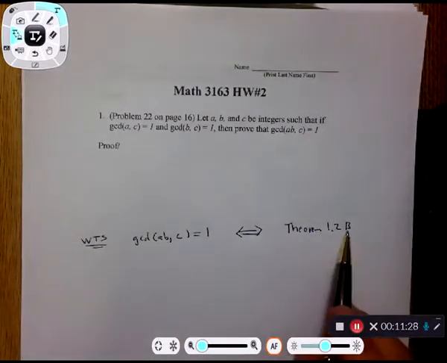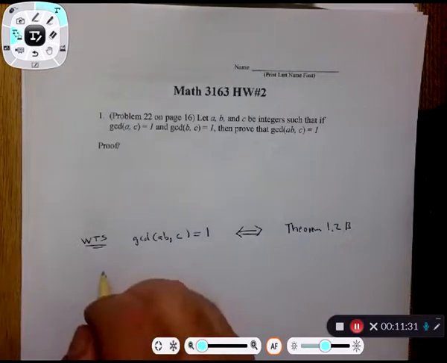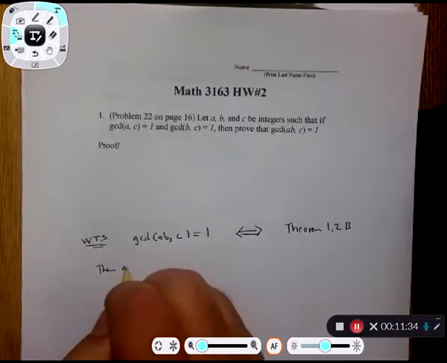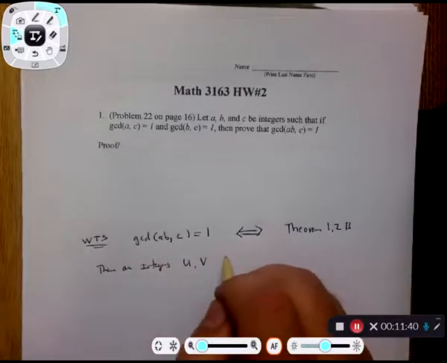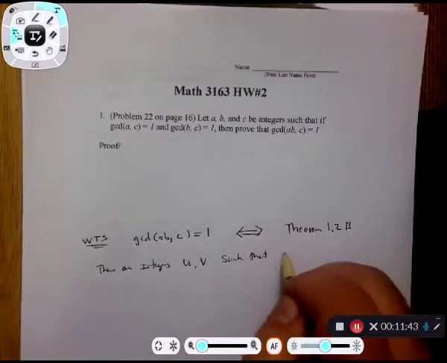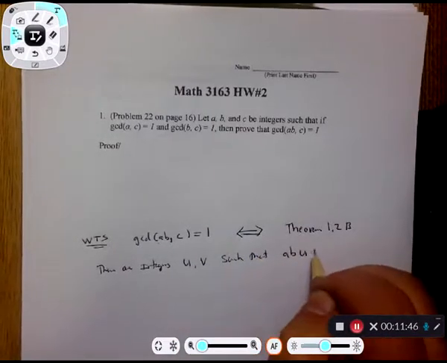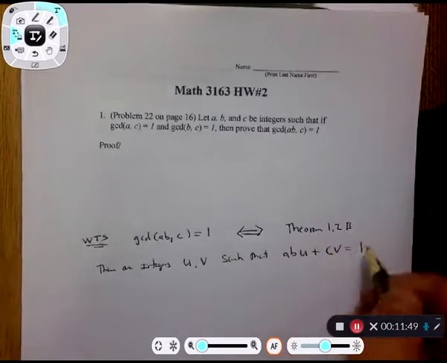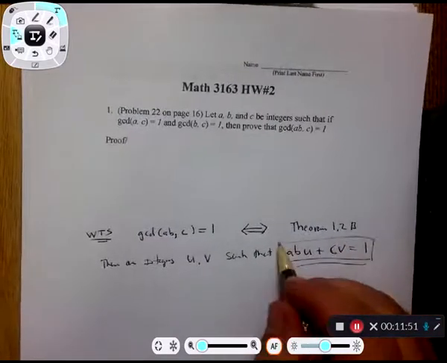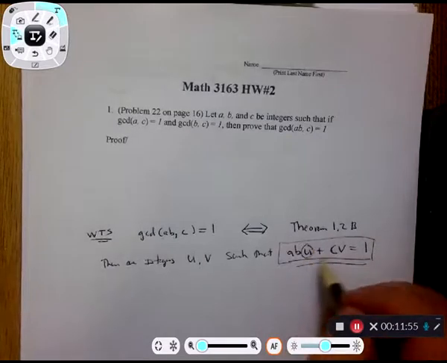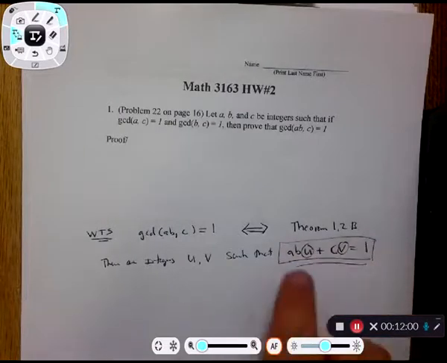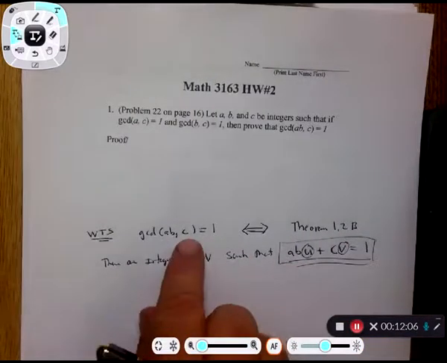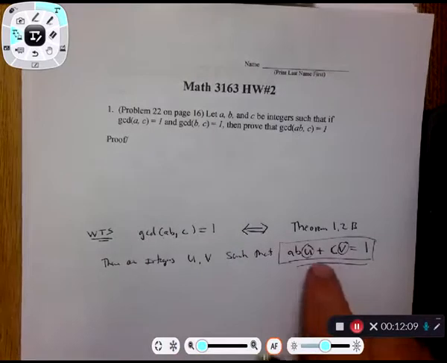Well, Theorem 1.2b says that there exist integers U and V such that A times B times U plus C times V is equal to 1. That's my strategy right there. And I'm going to have to figure out what the integer U is and what the integer V is. And once I get these as integers, then from that equation, and Theorem 1.2b says that the GCD of A, B, and C is actually equal to 1. So that's my goal.